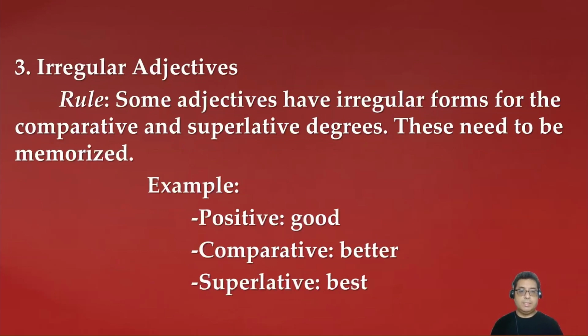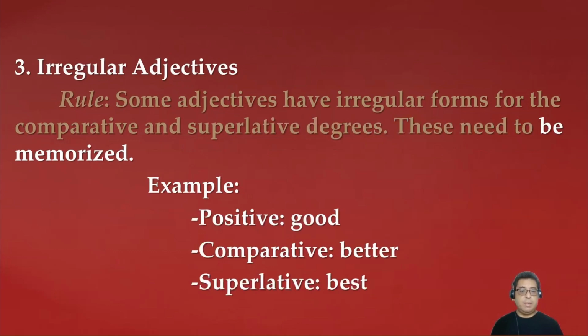Number three, irregular adjectives. The rule says some adjectives have irregular forms for the comparative and superlative degrees. These need to be memorized, and here are just three examples. For positive, good; for comparative, better; and for superlative, best.